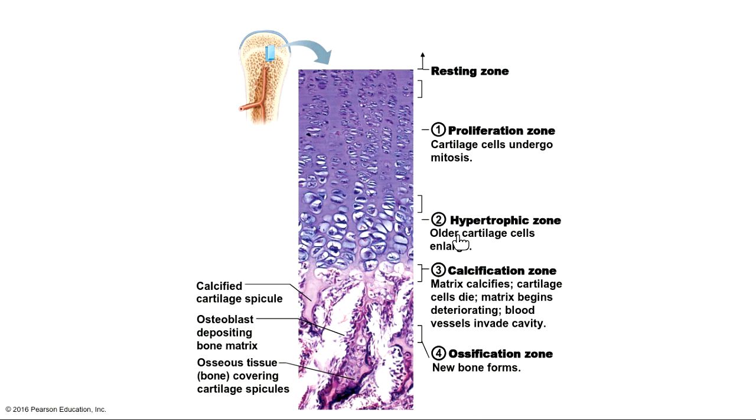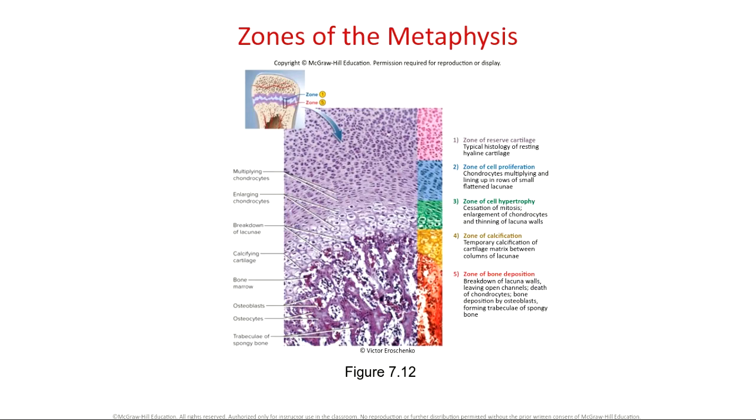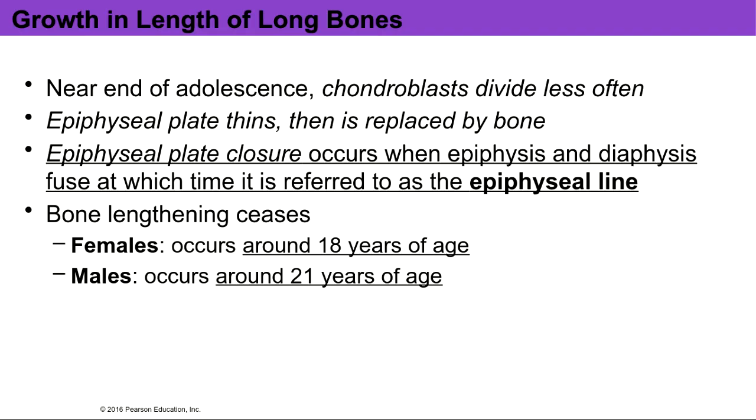Again, you're not going to be asked to recognize any of these by sight, but you should know what's going on in each stage, and the order of these from epiphysis to diaphysis. Here's another picture of it that's color-coded, giving you a summary of what's going on in each stage. That's just another way to look at it. Eventually this epiphyseal plate is going to close or be completely ossified. At that point, it's called the epiphyseal line.